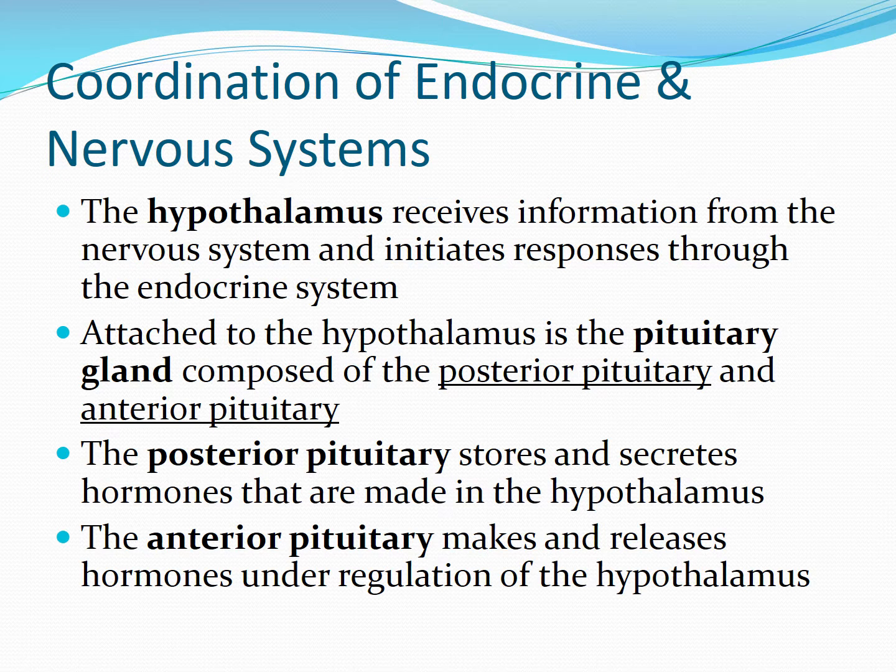So there tends to be this coordination between the endocrine system and the nervous system. Okay, so there's a certain part of the brain, a very, very important part of the brain, called the hypothalamus. The hypothalamus receives information from the nervous system and then initiates responses through that endocrine system. So we're going to see that a lot of times the hypothalamus receives the signal that then causes the body to do the different responses.